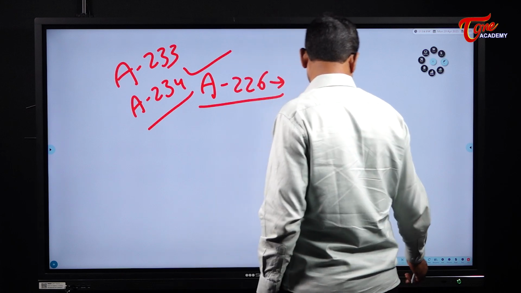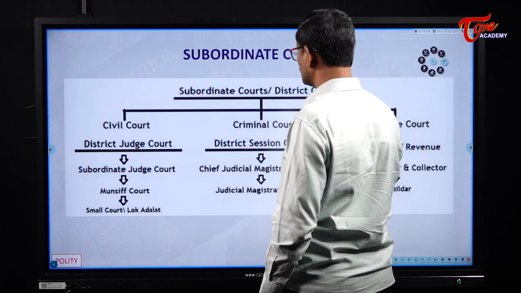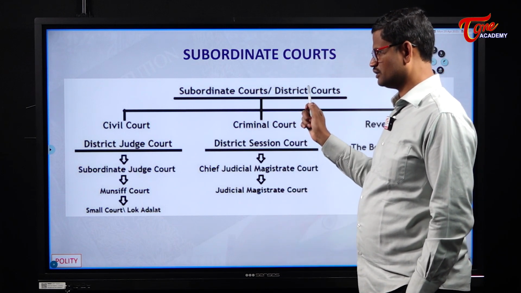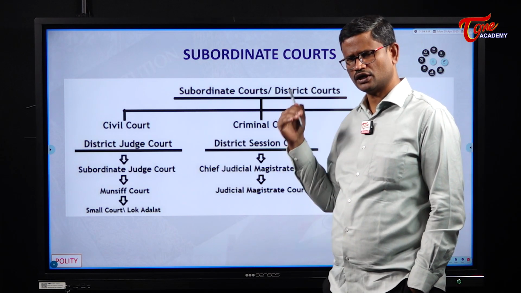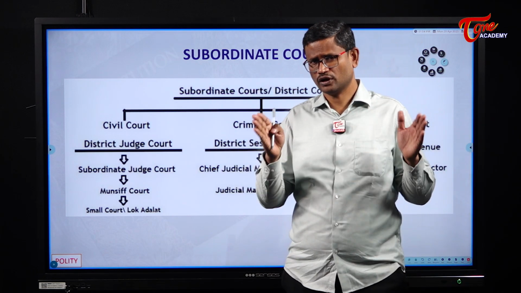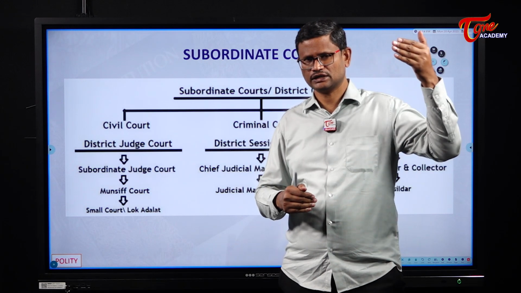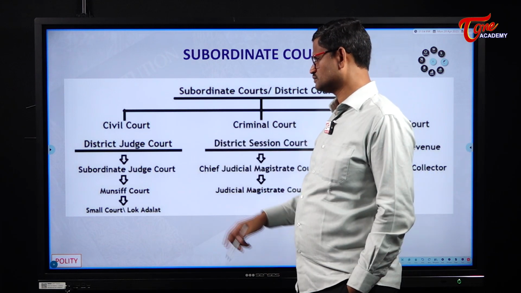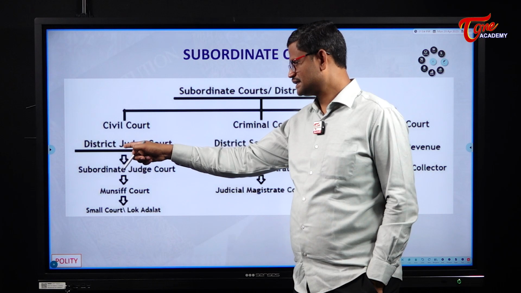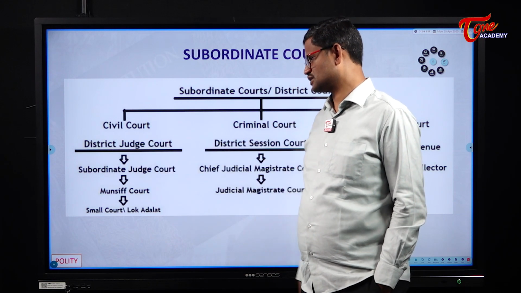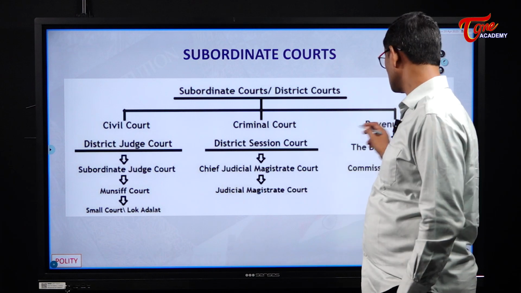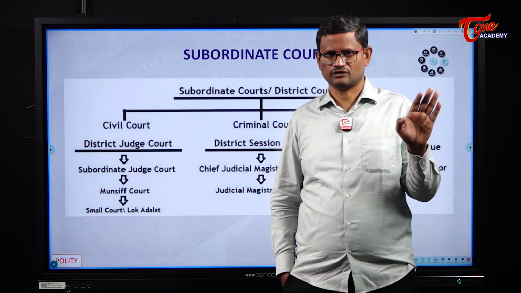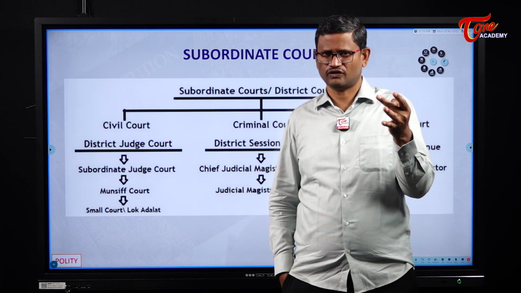Then we have subordinate courts. See here, if you see this table, the courts below the High Court are again at two levels: at the district level and below the district. At the district level, we have a civil court, the judge of which is called district judge or subordinate judge. And there is a criminal court and also revenue court. So these are three categories of courts at the district level: civil court, criminal court, revenue court.